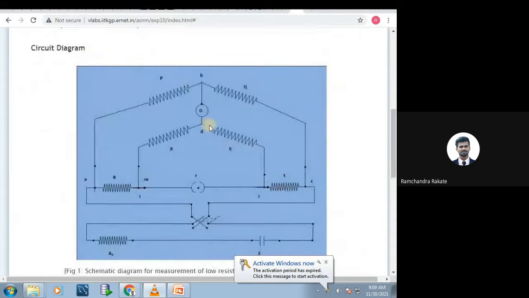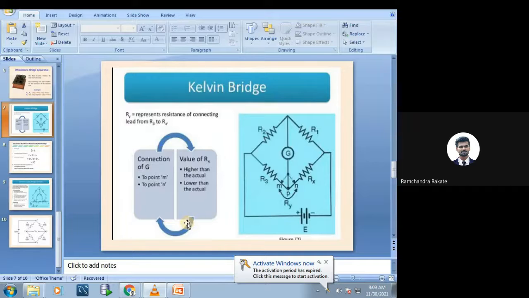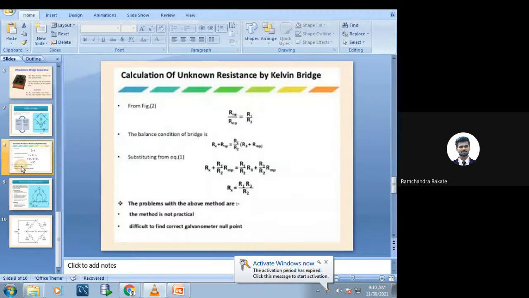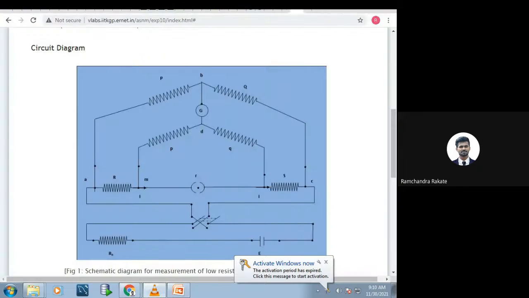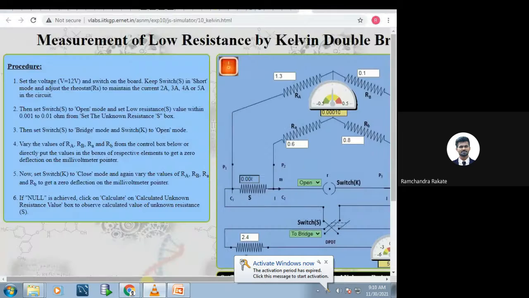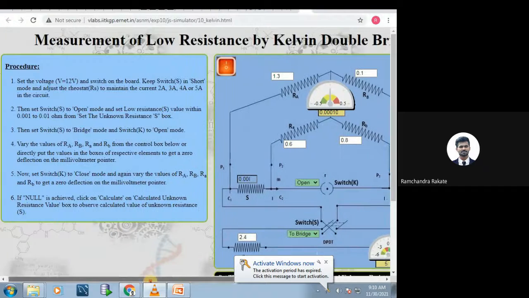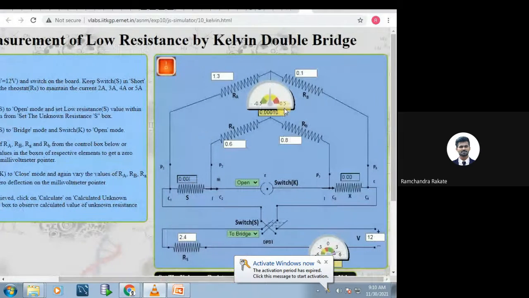This is nothing but your circuit diagram. Okay, this is what we look at here. Correct? It is the same. So based on that, we have some experimental setup. So what we'll do, we will first read out the procedure and then we will look at this.